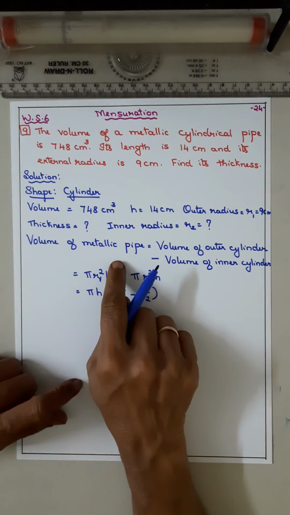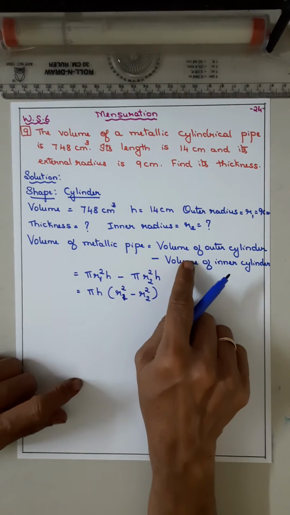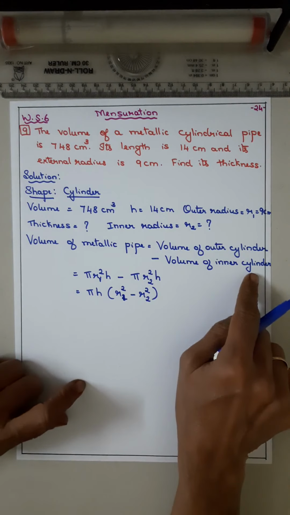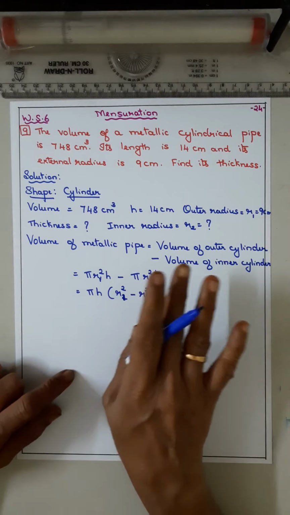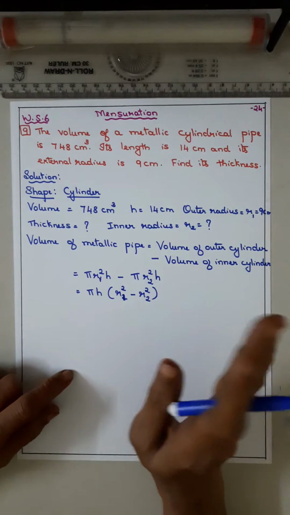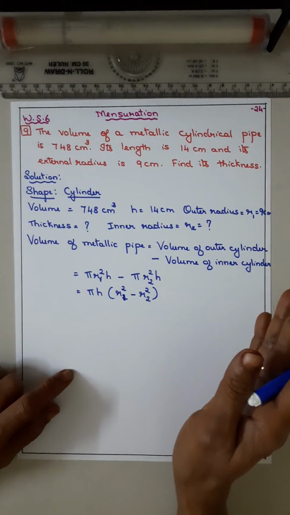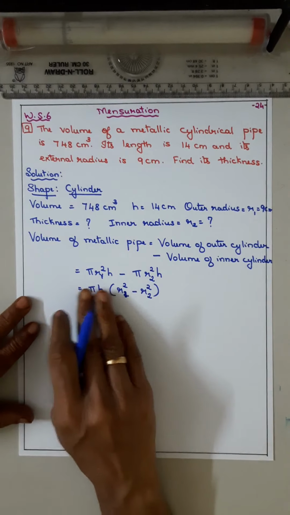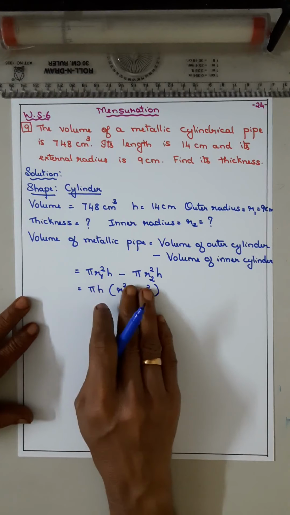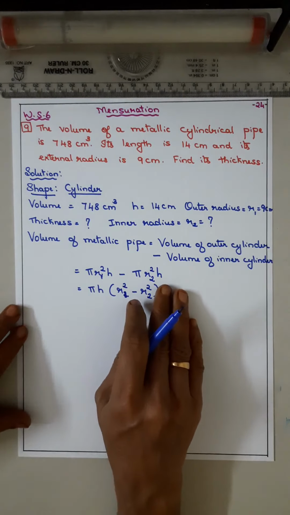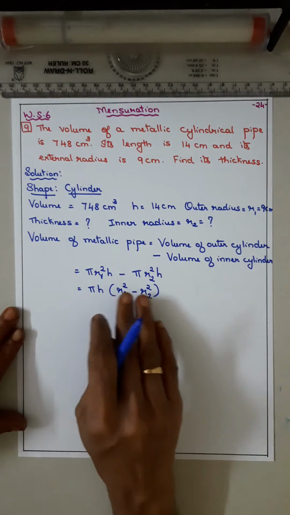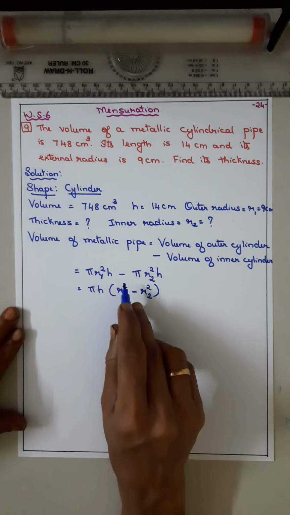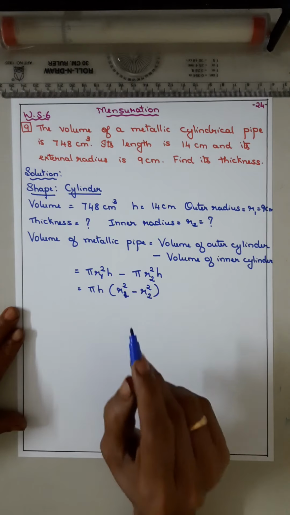So volume of the metallic pipe is equal to volume of the outer cylinder minus the volume of the inner cylinder. So keep it in mind. The volume of the metallic pipe is equal to volume of outer cylinder minus the volume of inner cylinder. Now put the formula: pi r1 squared h minus pi r2 squared h. Now pi h is common in both, take it out, and r1 squared minus r2 squared.